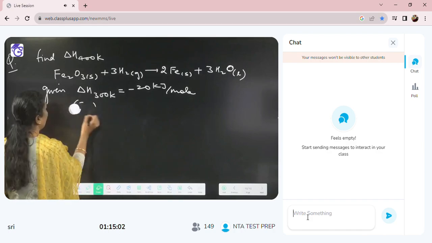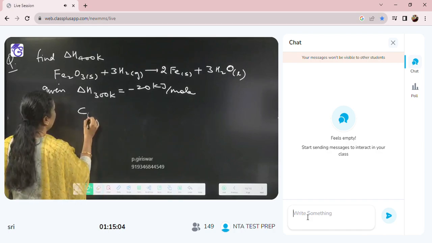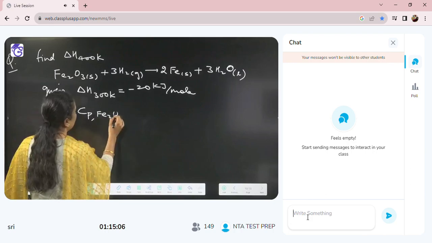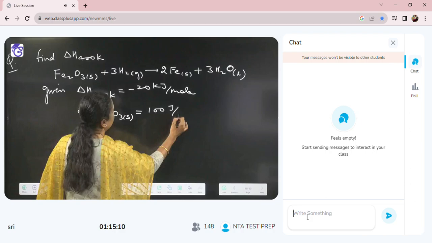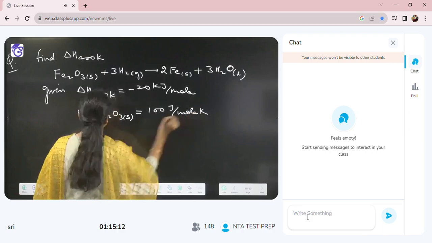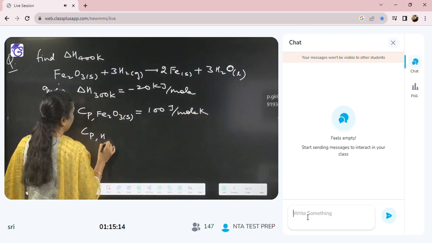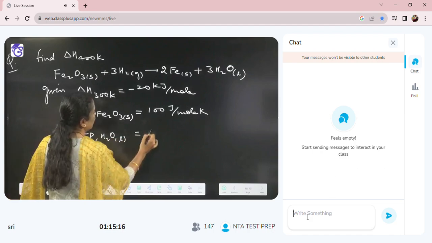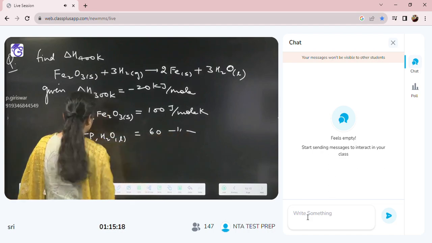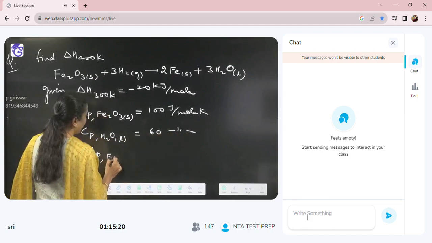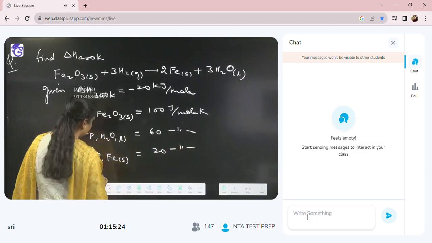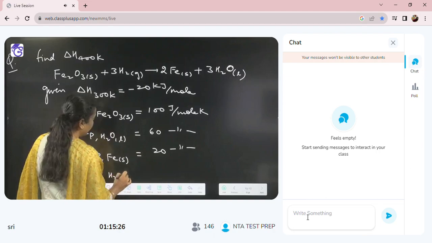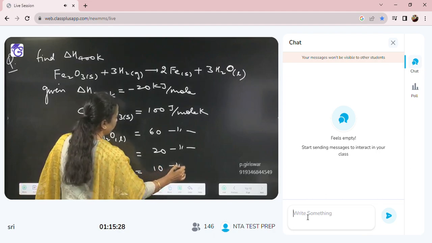Cp values are also given here. Cp for Fe2O3 solid is 100 joule per mole Kelvin. Cp for H2O liquid is 60 joule per mole Kelvin. Cp for Fe solid is 20 joule per mole Kelvin. Cp for H2 gas is 10 joule per mole Kelvin.